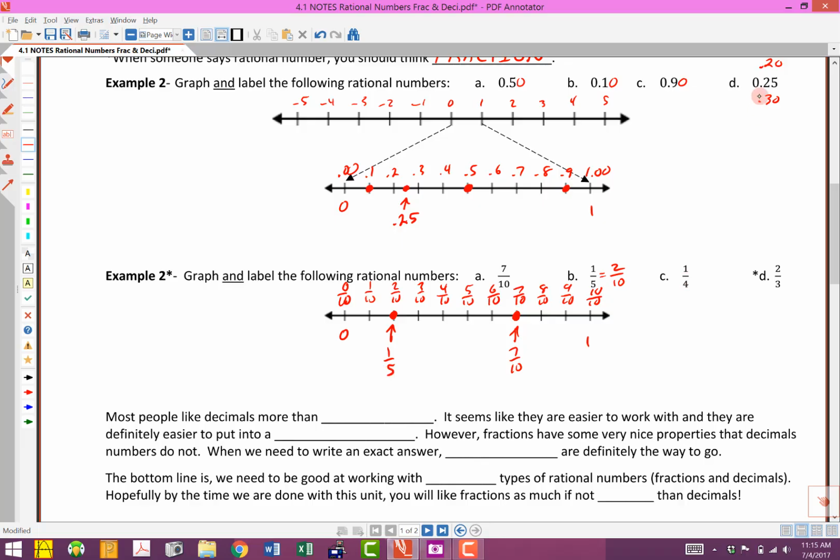1/4, you might recognize that that's the same as 0.25. So that's going to go in between 2 tenths and 3 tenths. So I'm going to put it right in the middle there, and I'm going to label that as 1/4.